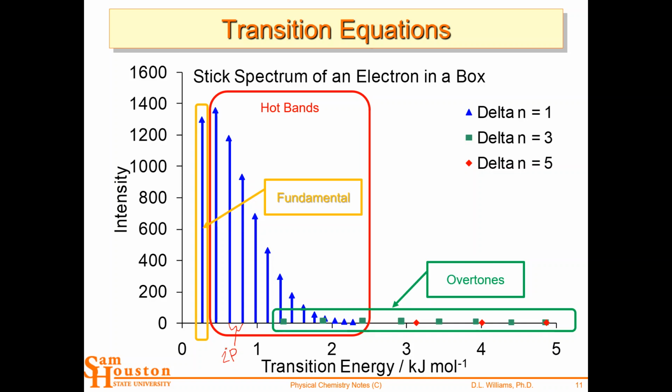And so they kind of got the name applied to them, these ones that jump multiple levels and go from 1 to 4 or 2 to 5. Those are called overtones. And so the spacing between the overtones that we just determined from the transition equation was 6p.